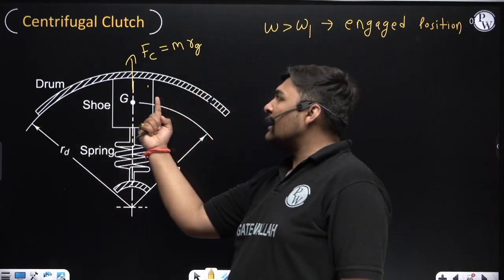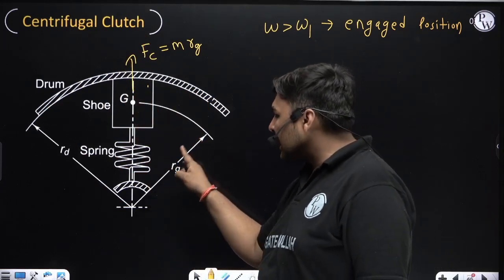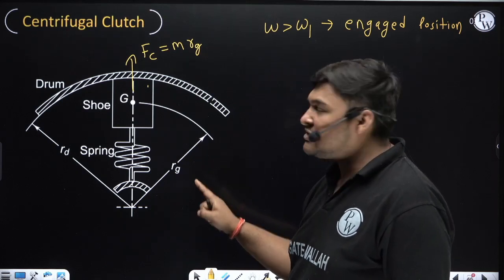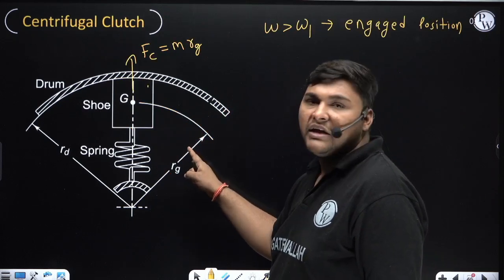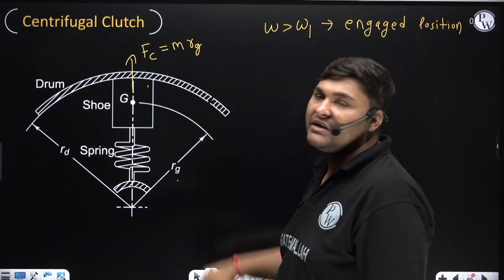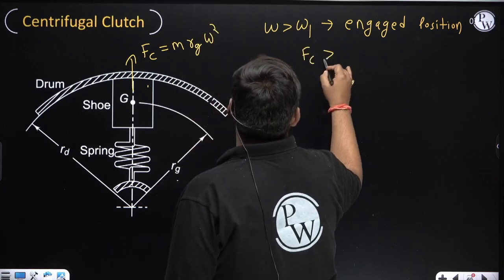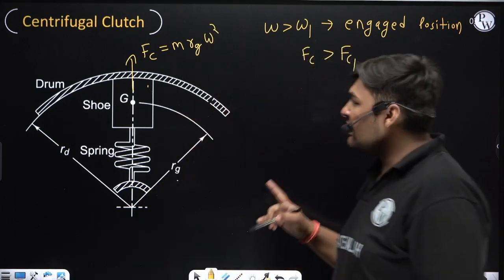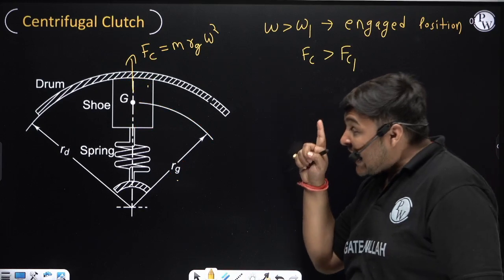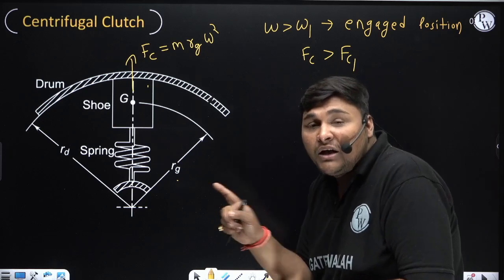And since this shoe cannot move further, the position of this G will be fixed for the engaged position. Again, the radius of center of gravity of the shoe will remain equal to Rg. So at all engaged positions, whether just engaged or generally engaged, when omega is greater than omega 1, the value of Rg will be fixed. That's why here I have written Rg into omega square. And can I say this centrifugal force will be more than FC1, the centrifugal force of the just engaged position? So here centrifugal force is increasing, which will try to elongate the spring further. But now the spring cannot elongate further.